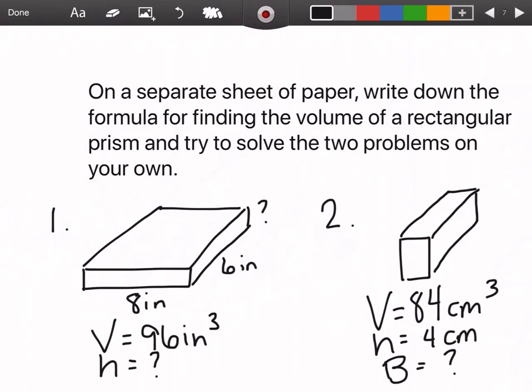Do your best on these two problems. Bring them with you to class. We'll go over it in class. And then this will help us build as we do some more difficult problems with volume later on.